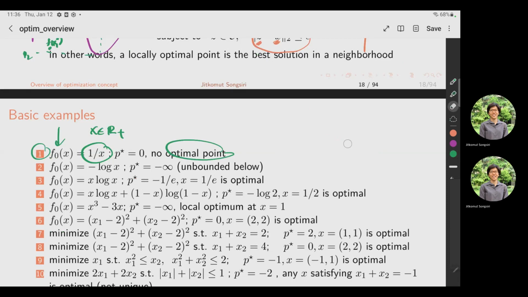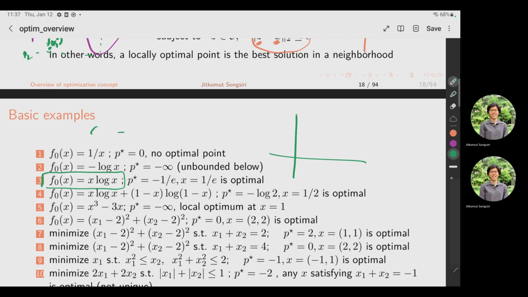The second one, very quick. The second one: minus log x. How does it look? Minus log x, like this. It has a domain: x has to be in R plus. Again, P star is minus infinity, unbounded below. Next one, x log x. Again, the domain is in R plus.